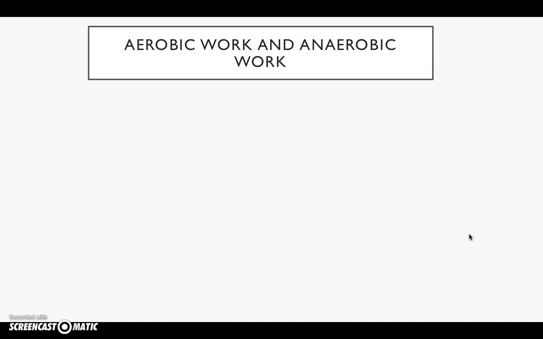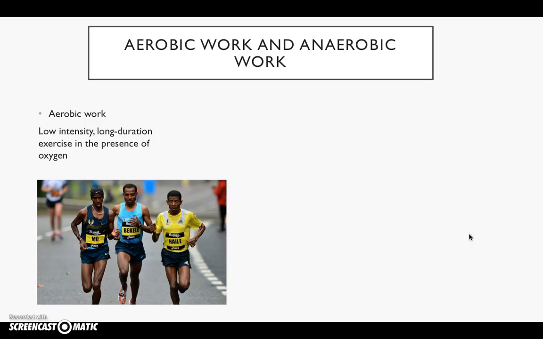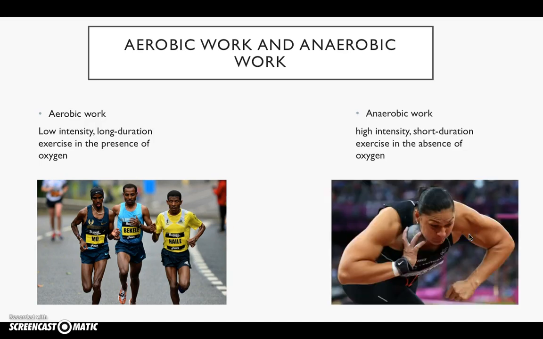So first of all, aerobic work and anaerobic work. Aerobic work, low intensity, long duration, exercise in the presence of oxygen. That's the main thing with aerobic work, presence of oxygen. And typically, this will be long distance, such as marathon running or long distance cycle events, swimming, etc. Then we have anaerobic work, high intensity, short duration exercise in the absence of oxygen. So we do not need oxygen to produce the energy we need. So for example, a shot putter or a 100-meter sprinter, javelin thrower, anything really high intensity, explosive for short duration is classed as anaerobic work.